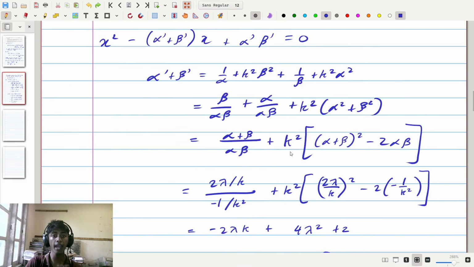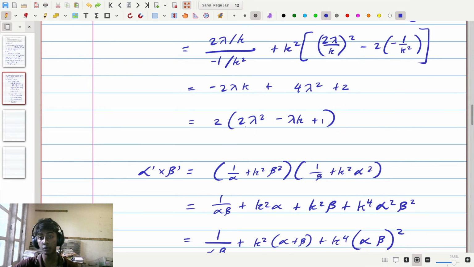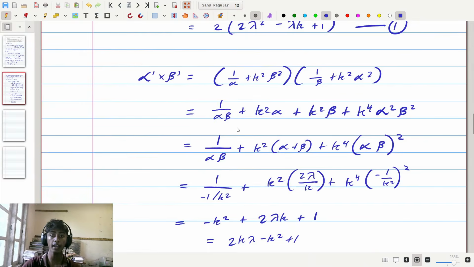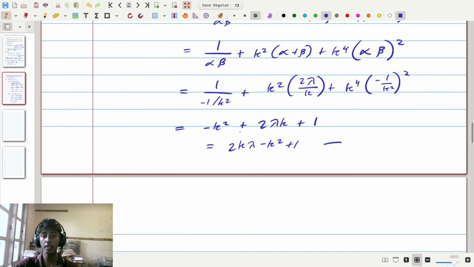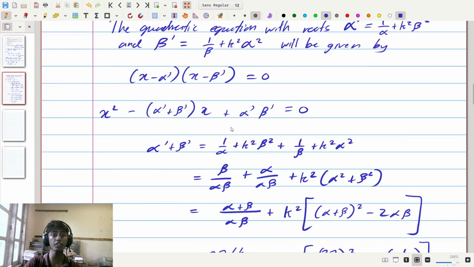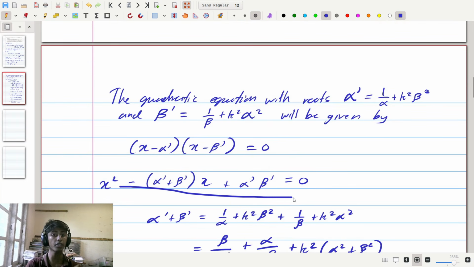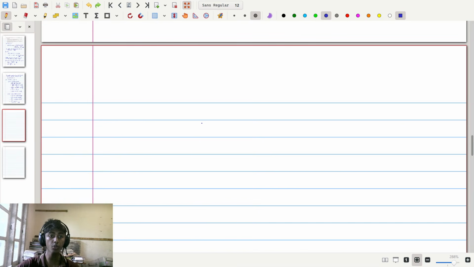Now with this and this other value of alpha dash plus beta dash, which I'm going to call equation number 1 and equation number 2, we can substitute into the original equation that we had up here and get the quadratic equation with these two values of alpha dash and beta dash as the two roots. And therefore we get the required equation.